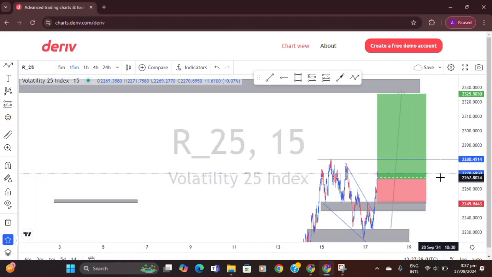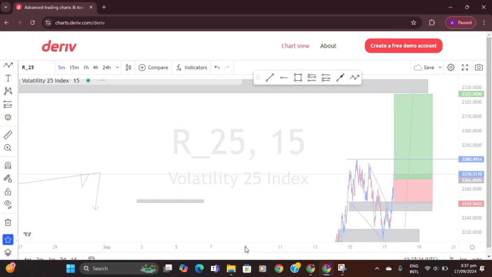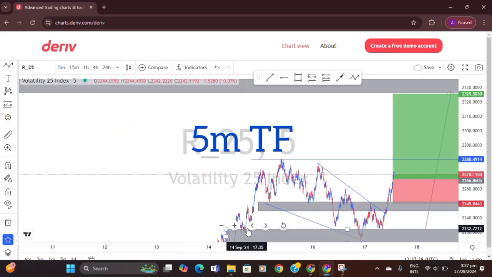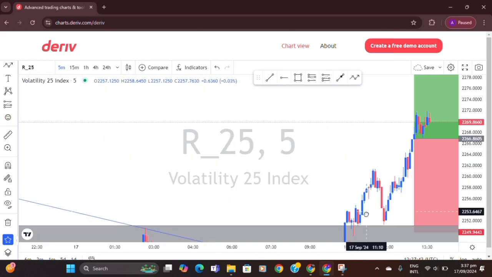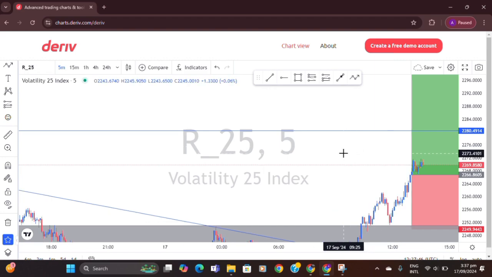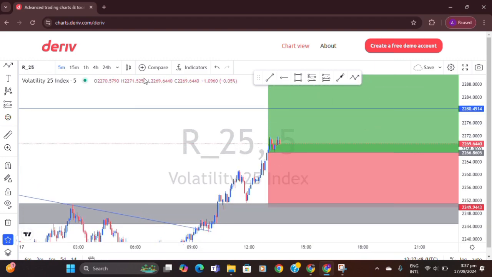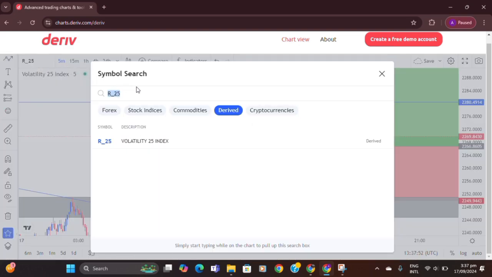So let's go on to the next pair to show you guys what I'm looking for. Let's go on the 5-minute time frame, because with volatility pairs you can go as low as even the 1-minute time frame to see how the market is running. So we'll come and review this trade. For now, let me go on to the next pair.